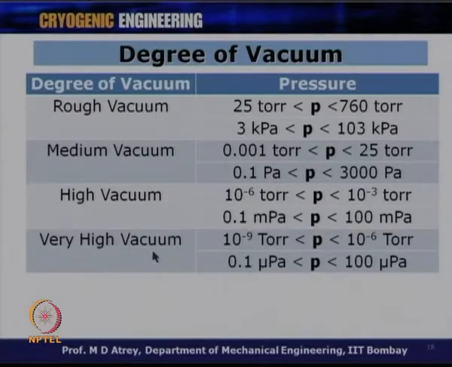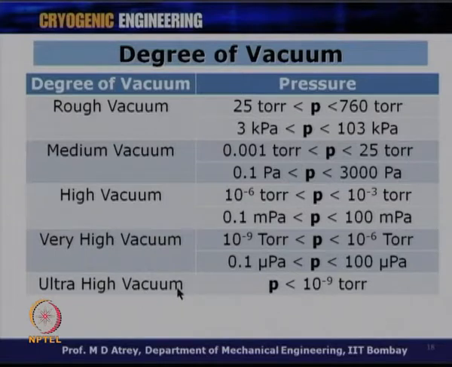And then we have a very high vacuum between minus 6 to minus 9 levels. When we get a pressure of the order of 10 to the power minus 8, minus 9, we say we are in the very high vacuum region. And then we have ultra high vacuum, which is used for very special purposes, and this is a pressure less than 10 to the power minus 9 torr.